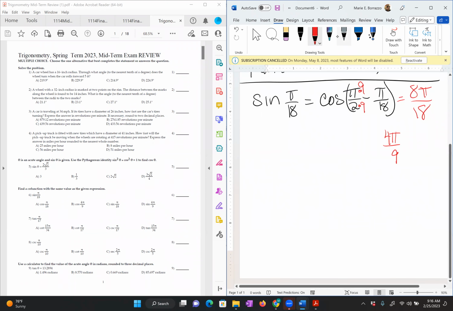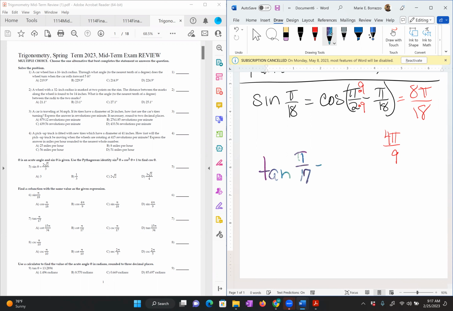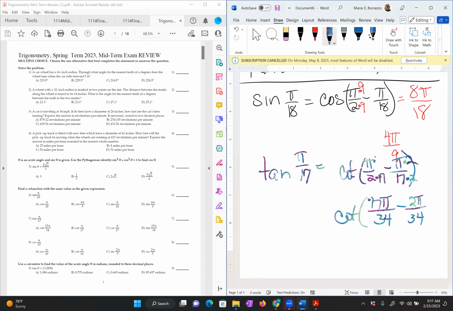Okay, same thing applies to number 10. So let me do number 10, cotan of pi over 17. This is equivalent to cotan of pi over 2 minus pi over 17. Now this is a weird one because the denominator is going to be 34. So you get cotan of 17 pi over 34 minus 2 pi over 34. The reason is I'm multiplying this by 2 top and bottom, that's why I get 2 pi over 34, and I'm multiplying this by 17 top and bottom. So final answer here, 17 pi minus 2 pi is 15 pi over 34.